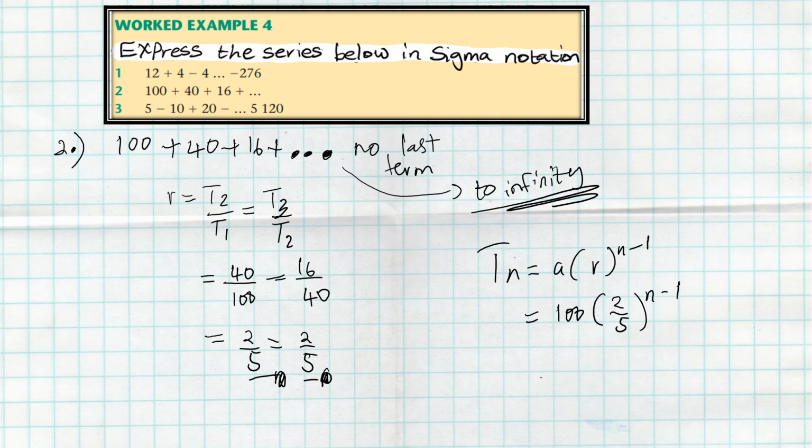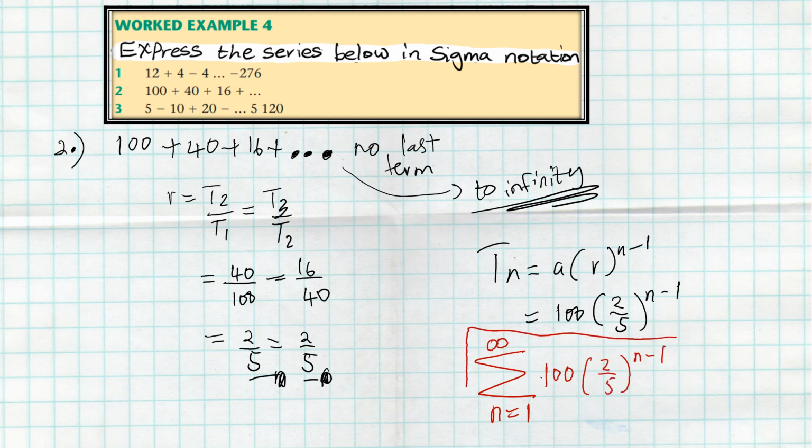Then we can represent it in sigma notation. I'll just put it down here. This is the sigma standing for summation, with n equals 1. There is no last term, it's going to infinity, so we just put the infinity symbol on top. In the middle we put the general formula, which is 100 times 2 over 5 exponent n minus 1. So this is how you can express this series in sigma notation. Be very careful when you are doing this. Just do it slowly and carefully so that you can get full marks.